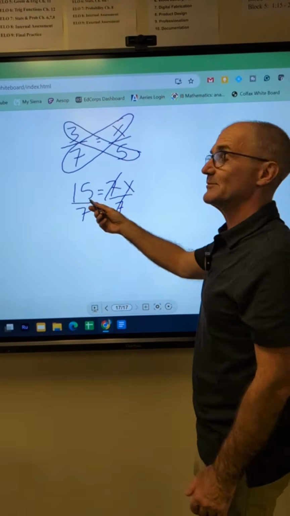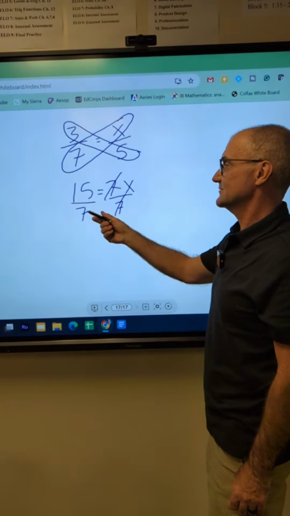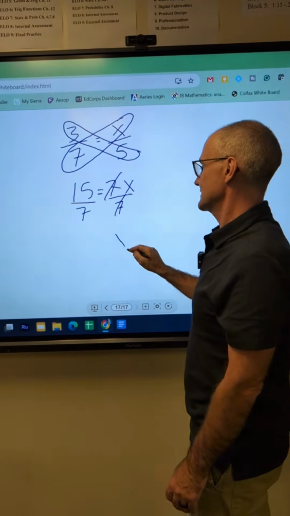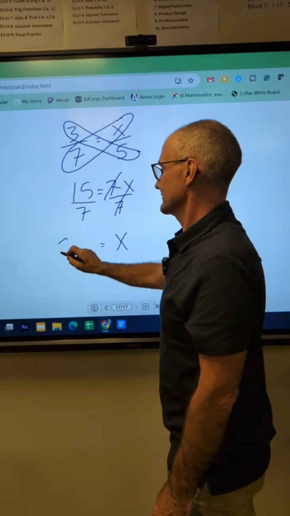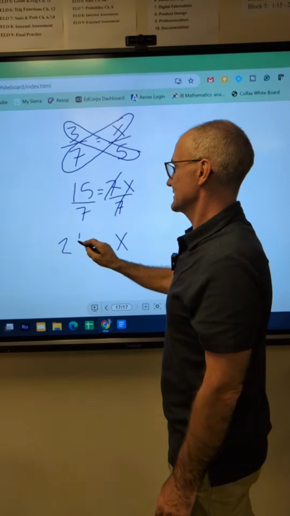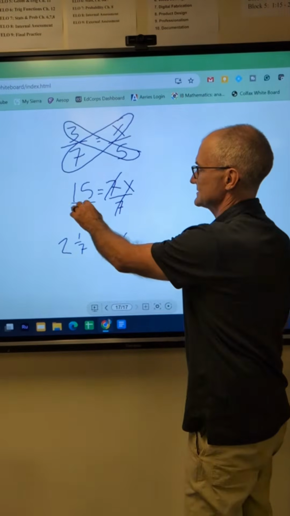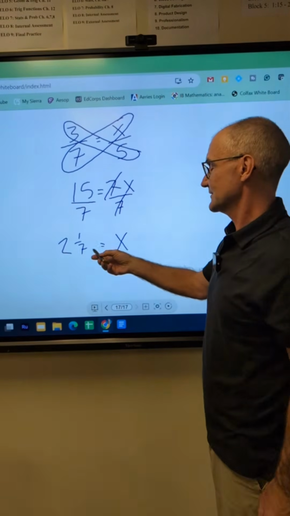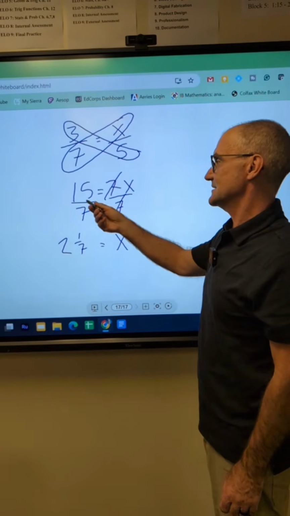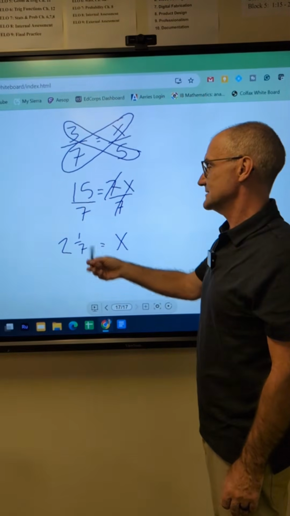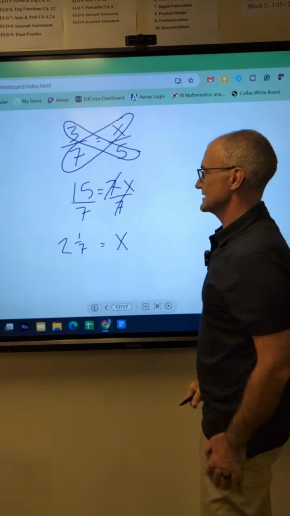That's an improper fraction. I could convert it to a mixed number. 7 will go into 15 2 times, and then there will be 1 left over to give me 2 1/7. So 15/7 and 2 1/7 are the same. This is just an improper fraction because the numerator is greater than the denominator, and then this is a mixed number, so they have the same value.